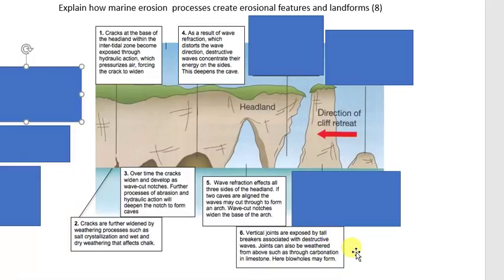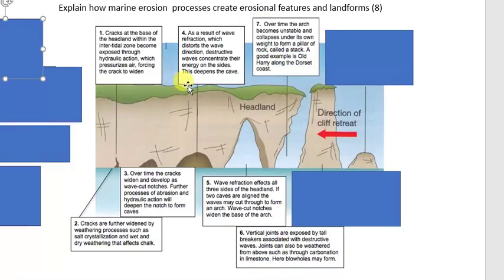Vertical joints are exposed by tall breakers caused by destructive waves. You can also bring an understanding of your weathering processes here, which we've not covered yet, and that'll come in a 1 or 2 lessons time just after half term. But yeah, I just thought I'd pop this example in just to show you what a good A-level explanation looks like. Your joints can be weathered from above, so remember, parts of the cliff top that are not in the wave attack zone can still be affected by subaerial processes and mass movements, so you might want to show an understanding of that.